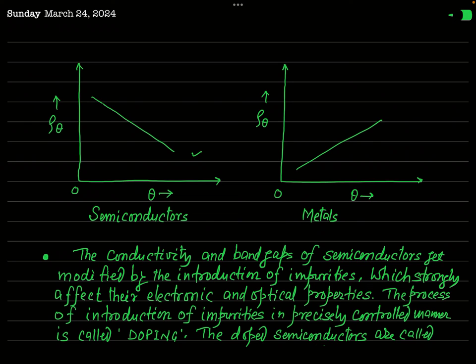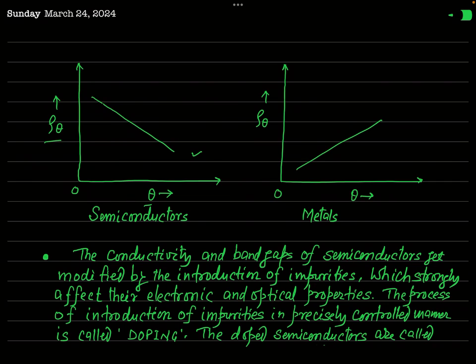So it is clear from this graphical plot of rho theta against theta for a semiconductor that on increasing the temperature theta, the resistivity of the semiconductor decreases almost linearly. But this linear variation will be valid only for smaller temperatures. At higher temperature, this linear variation is not valid. Then resistivity will decrease with theta non-linearly. And we will also talk about these things when we discuss the theory of semiconductors in our forthcoming lectures.